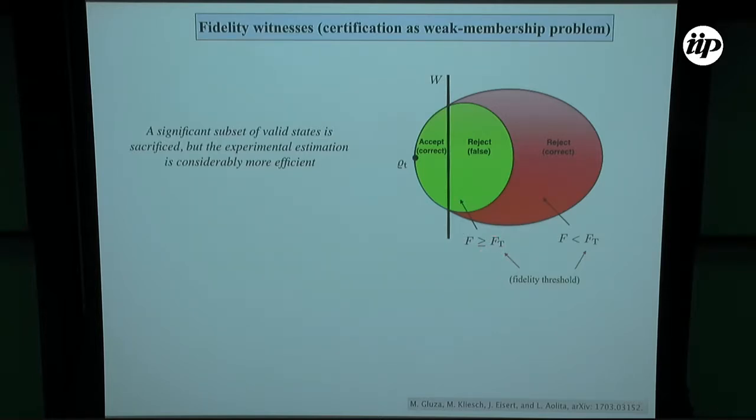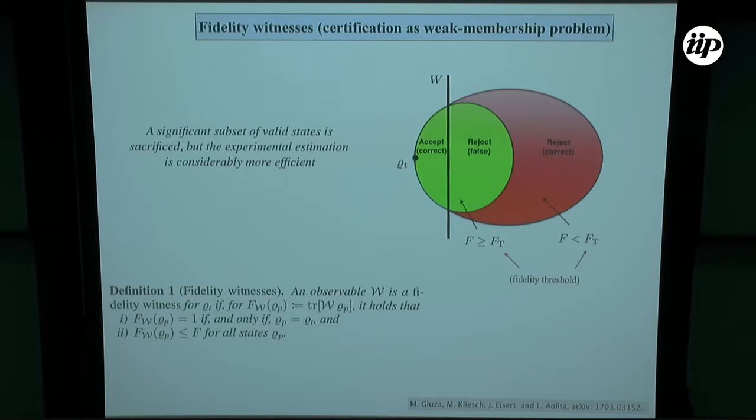Now, say that I choose ft to be 0.95. A fidelity witness is an observable that splits the set of states into two halves. In one, all states are valid, close to your target state, and in the other you have the invalid states, but also you sacrifice some valid states. You do that for the sake of experimental efficiency, right?